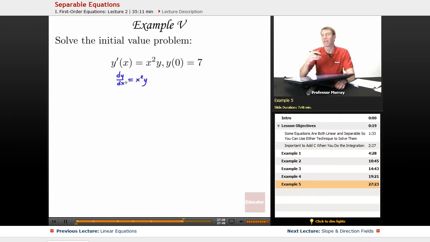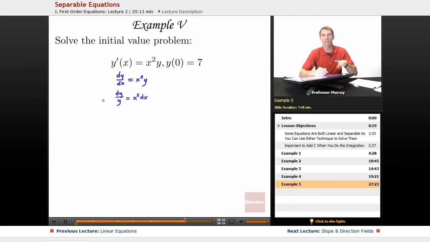That'll come in at the very end, when you actually use the initial condition to solve for whatever arbitrary constant you find. So in the meantime, what I'm going to try to do is separate all the y's onto one side and all the x's onto the other. That's just a matter of multiplying and dividing. If I divide both sides by y, I get dy over y on the left, multiply both sides by dx, I get x squared dx on the right.